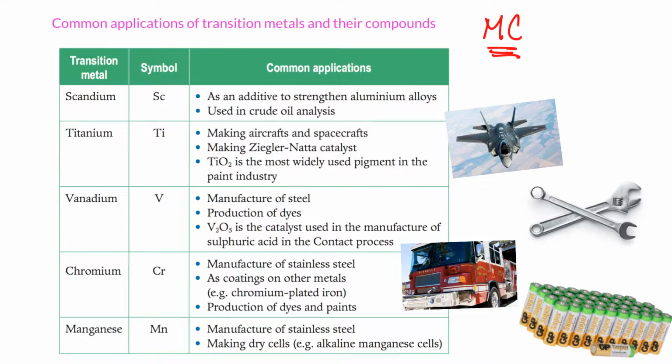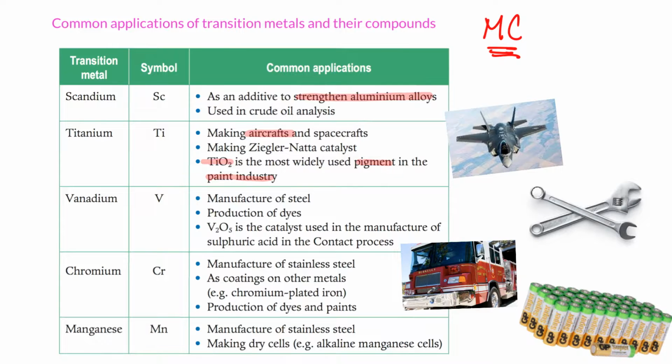For scandium, we use it to strengthen aluminum alloy, used in airplanes. Titanium can be used to make aircraft, which is quite common. As we mentioned, we can use it to catalyze the formation of polyethylene, and titanium oxide is also a commonly used pigment in the paint industry.